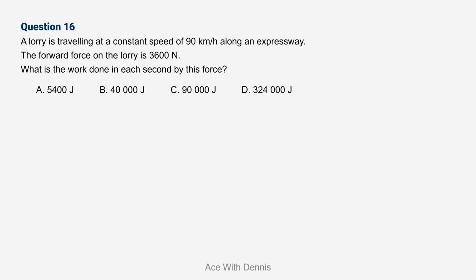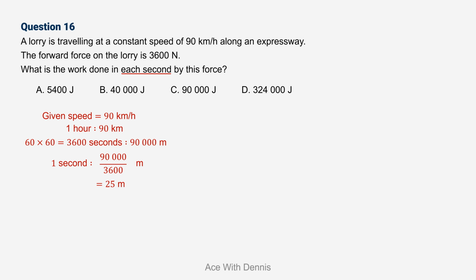The question is asking the work done in each second. Given that the speed of the lorry is 90 kilometers per hour, in 1 hour it travels 90 kilometers. 1 hour will be 60 times 60, which is 3,600 seconds, and 90 kilometers is 90,000 meters. Hence, in 1 second it will travel 90,000 divided by 3,600 meters, which is 25 meters. In other words, the speed is 25 meters per second.